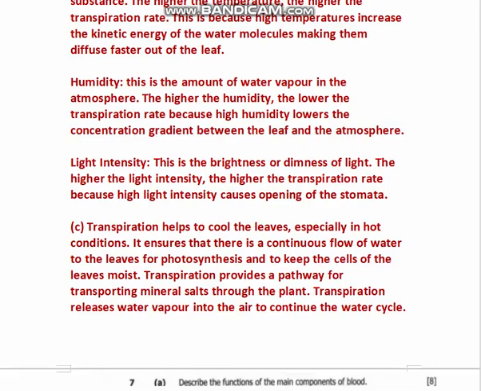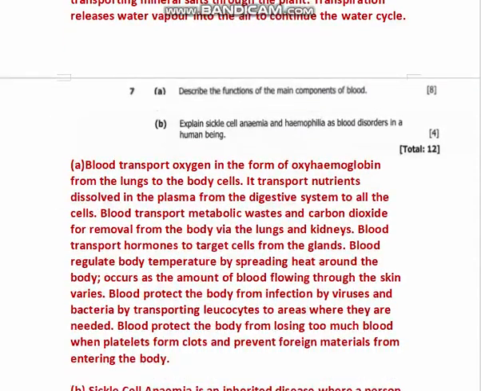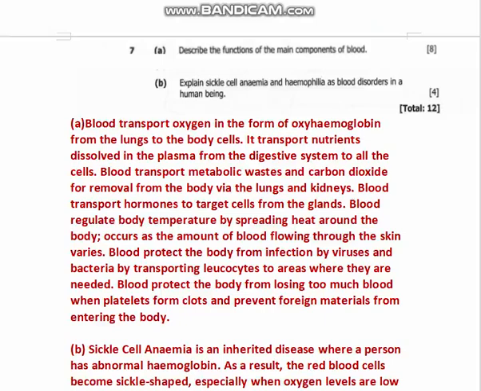So I already submitted the answers here so that we can avoid the video being long, so that it can be short, sweet, and understandable. Then we go to question 7. That was question 6. So question 7a, describe the functions of the main components of blood. 8 marks. Describe the functions of the main components of blood, which is carrying 8 marks.